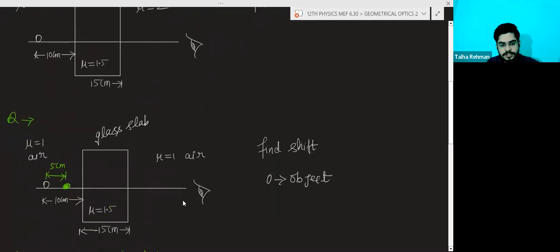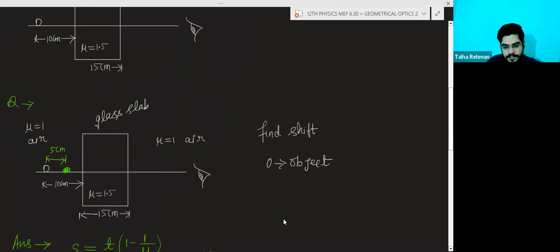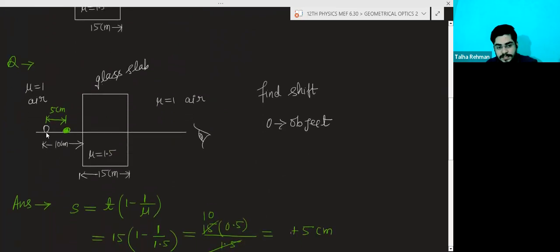Now here, the shift we find out is plus 5 centimeter. So this will be in the direction of the incident ray. So incident ray will be in this direction. Object will give the light in this direction. So shift will be in this direction.